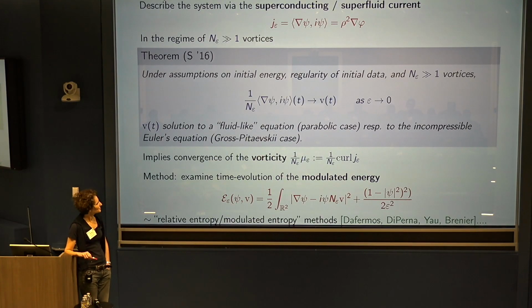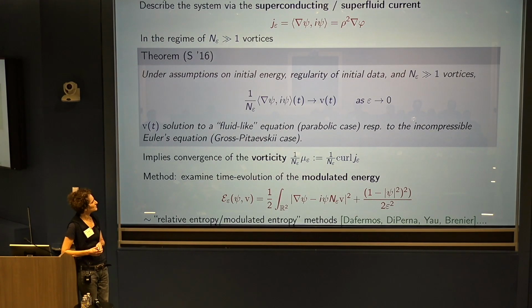Yeah. So I put that a bit under the rug, but there are some assumptions on how fast it goes. You need it to go to infinity, but not too fast, because otherwise you're going to have many vortices, and then your limit could have rho equals 0. So there's a range that's acceptable.